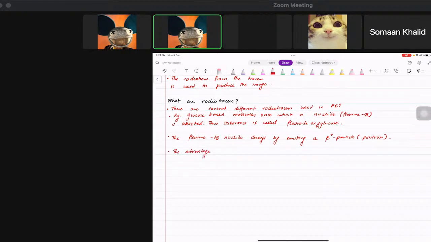The advantage of using a glucose based tracer is that it is taken up at different rates by different tissues or organs.